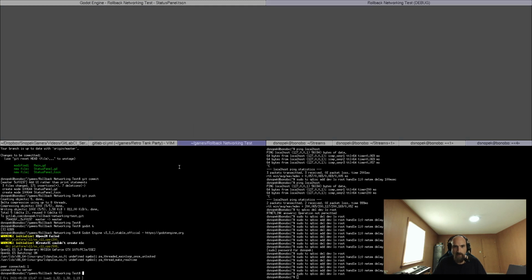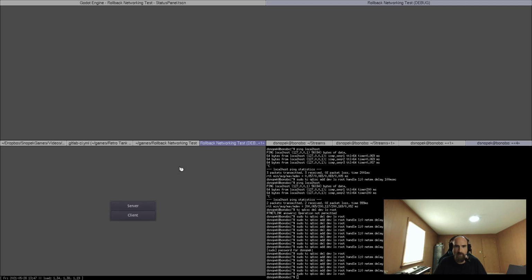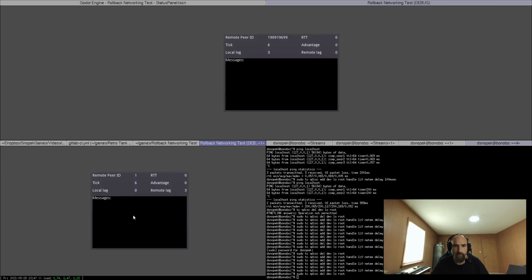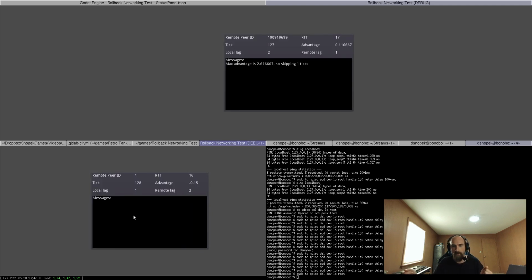So here, we'll make this one be the server. I'll set up this one to be the client. I'm doing a client-server thing rather than a peer-to-peer thing just because it's easier to set up, but it doesn't really matter. It's just two machines talking to each other through whatever mechanism. All right, so you can see each one gets a little window for the other peer.